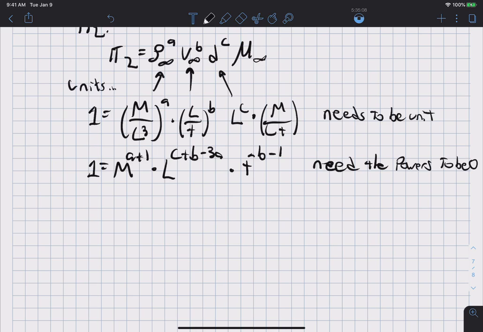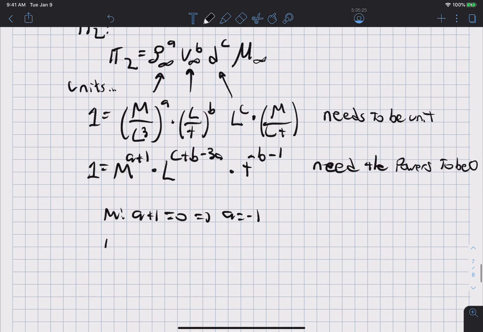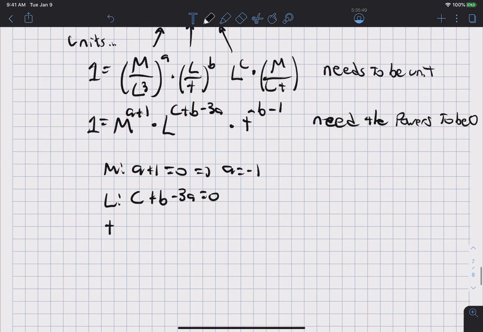Okay? So that implies that for mass, we look at this power for mass. That again has to be 0. So that implies a plus 1 equals 0, or that a equals minus 1. We now look at length. In length, we have c plus b minus 3a is equal to 0. Well, we only know a at this point, but we don't know c or b, so we'll just leave that equation for the time being. And then for time, we have minus b minus 1 equals 0, and this implies that b equals minus 1.